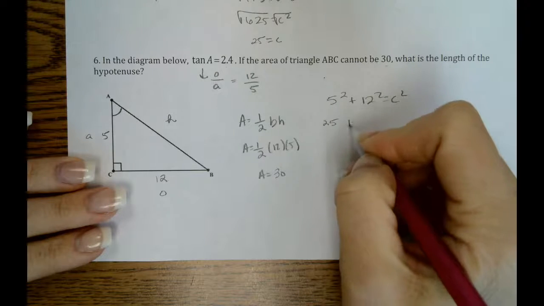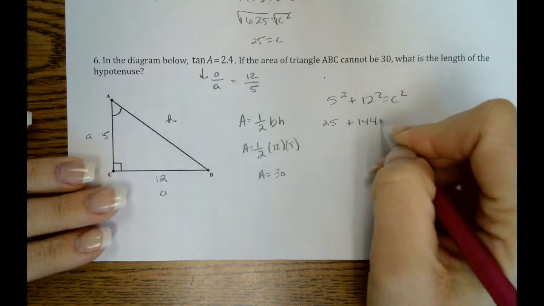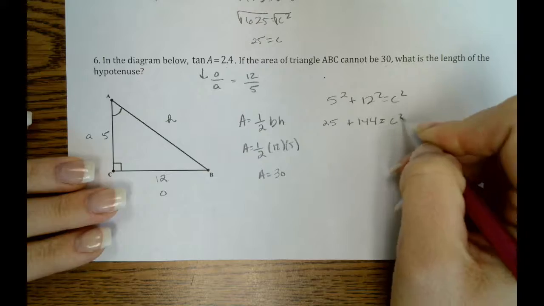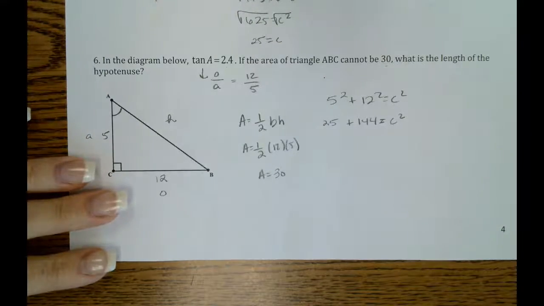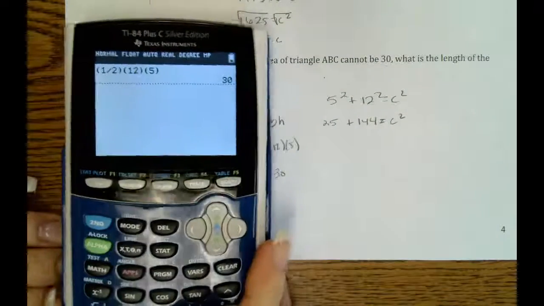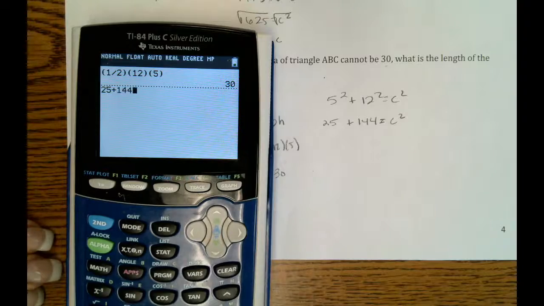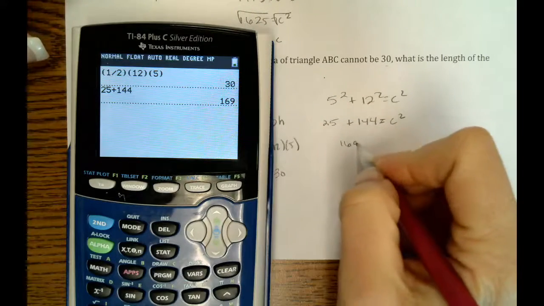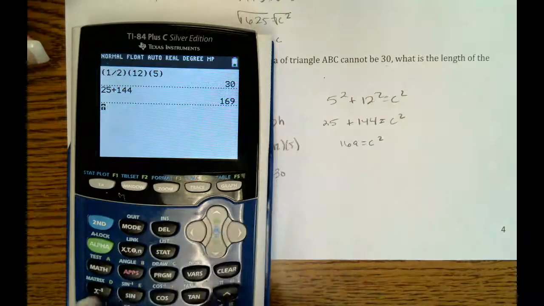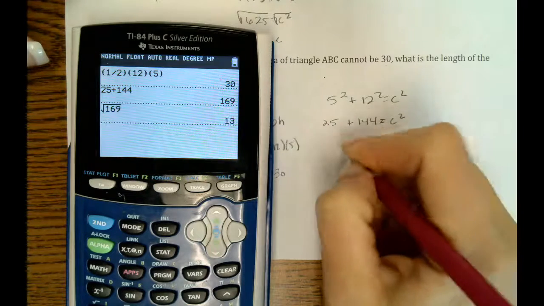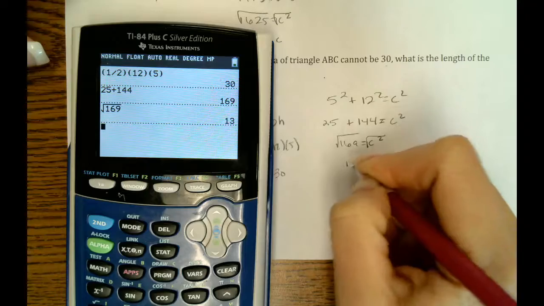All right, 5 squared is 25. 12 squared is 144. If we do 25 plus 144, we get 169. The square root of 169 is 13.